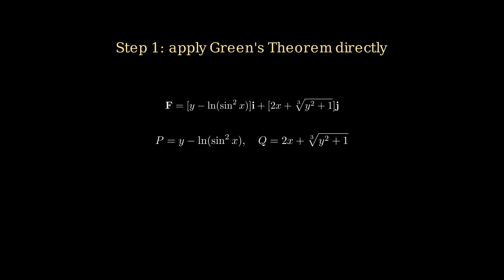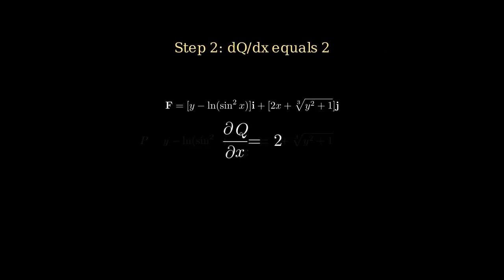Here p equals y minus log of sine squared of x, and q equals 2x plus the cube root of y squared plus 1. Step 2. Differentiate q with respect to x. The second term has no x in it, so it drops out, leaving ∂q/∂x equals 2.